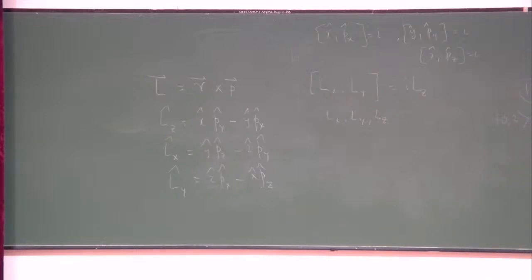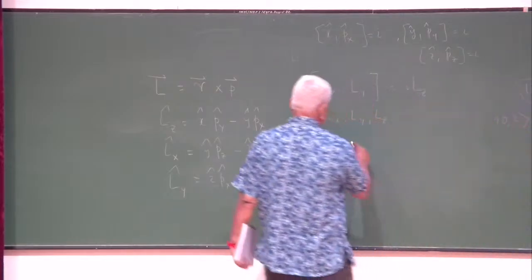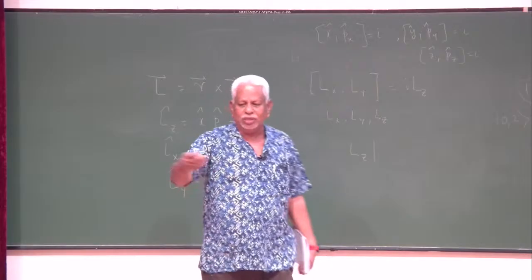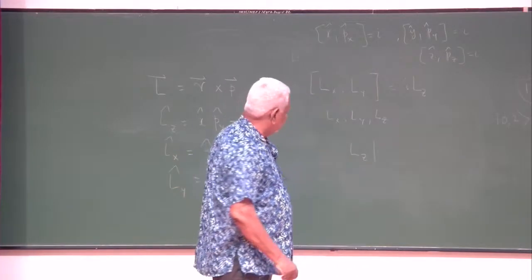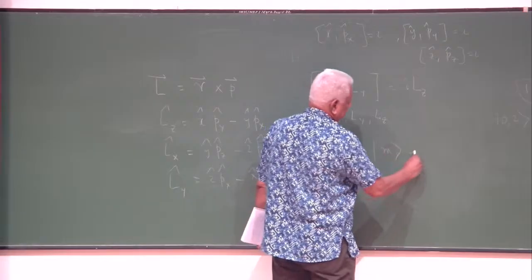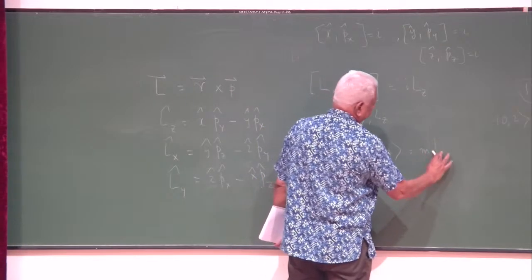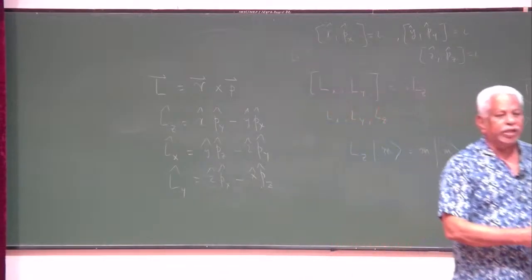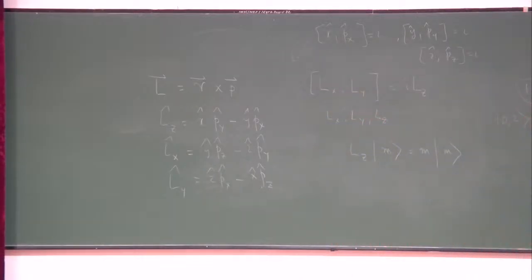So let me make Lz diagonal. Lz is a diagonal matrix. It will have some number of states. Let me call its eigenvalues m. I don't know what the value of m is, but that's what it will have. Lz is diagonal for me, to start with. It will have positive, negative, etc.